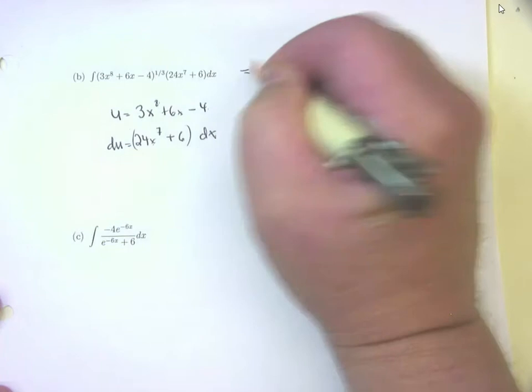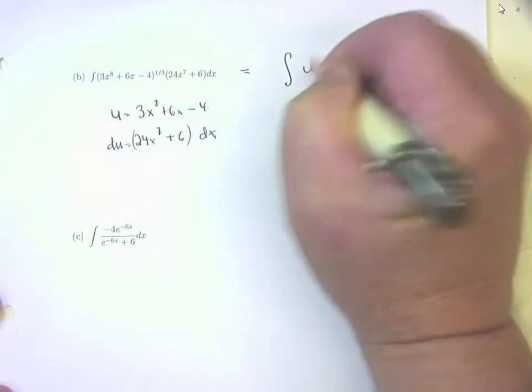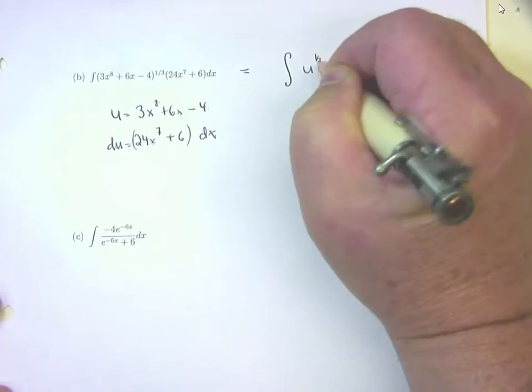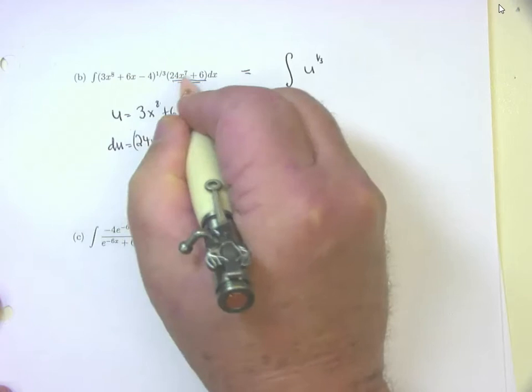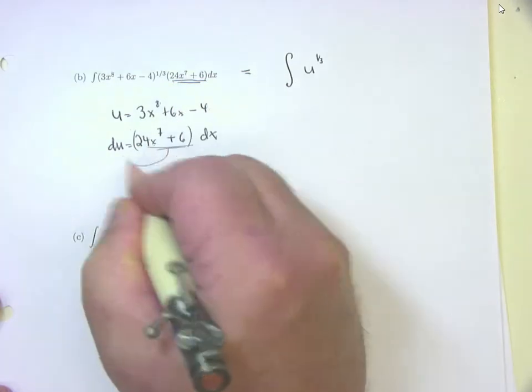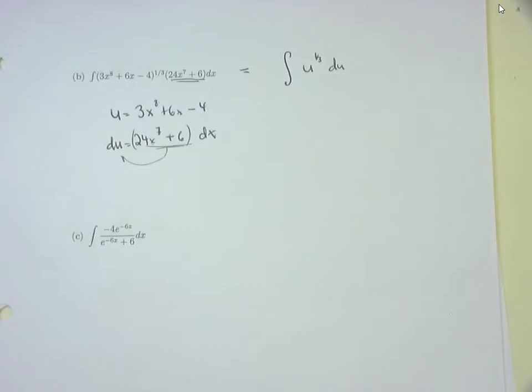So when I substitute, the integral stays. This was u, and what are we doing to it? We're raising it to the 1/3 power. And the rest of it, the 24x to the 7th plus 6 dx, is going to get replaced with just a du. And it simplifies the problem nicely. And it turns into a form I can integrate. What is the integral of u to the 1/3 du? Well, this is a classic u to the n du. Add 1 over add 1. Yeah, I know it's fractions, but you can deal with it.